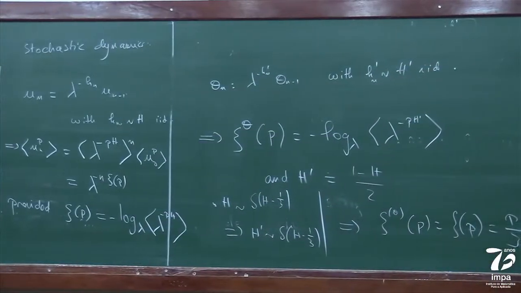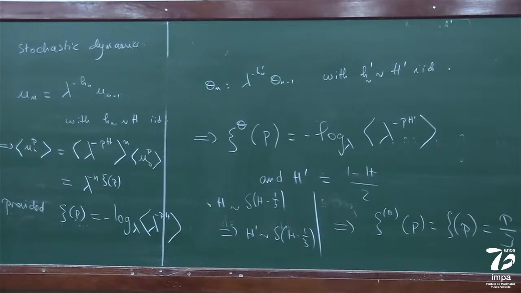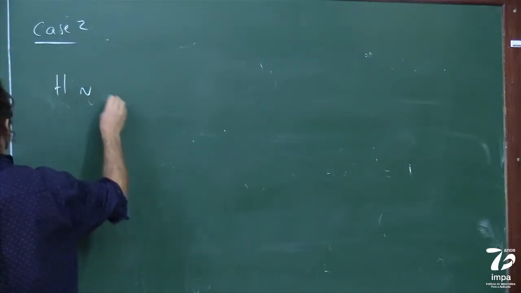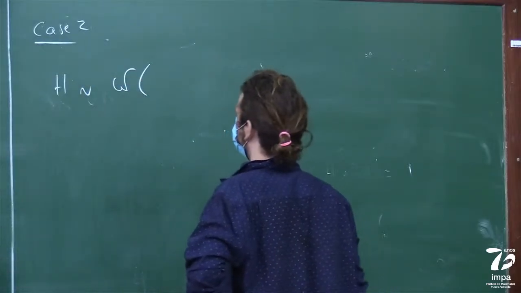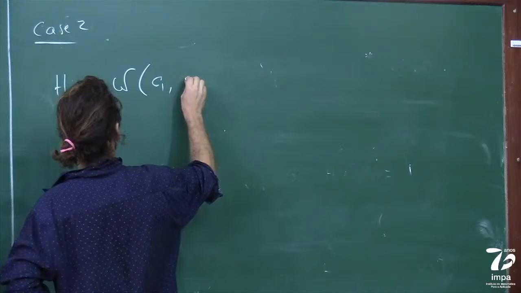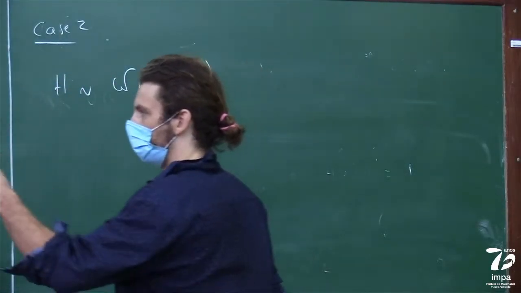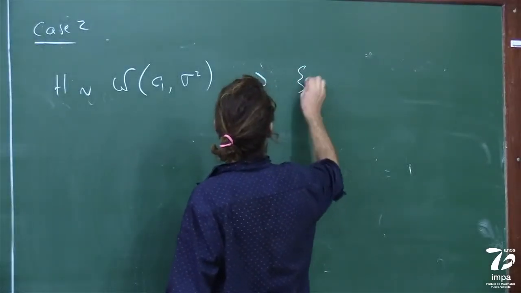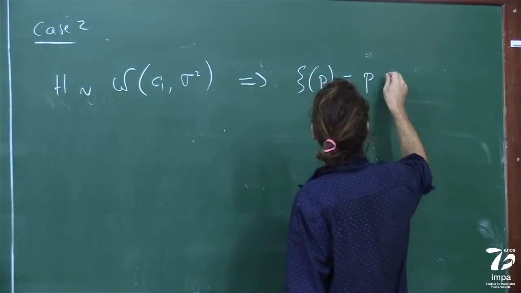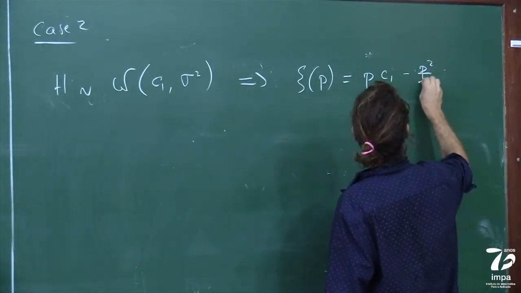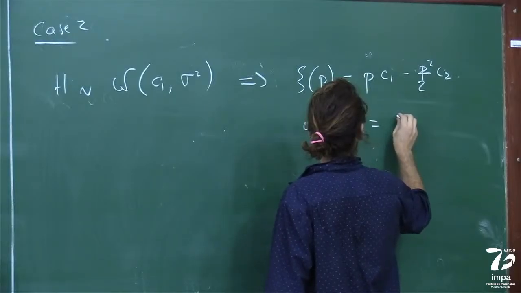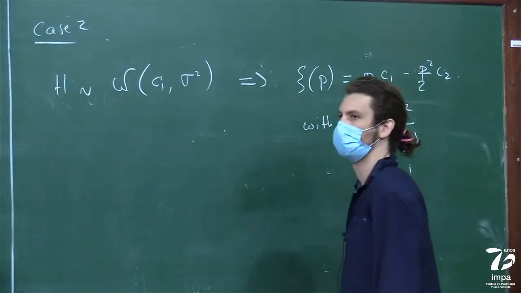On the other hand, if we take something a bit more sophisticated, we take h, which is say a normal distribution with mean c1 and variance sigma squared, then we can obtain a relation for the zeta_p, and we obtain that zeta_p is something linear, but there is a small correction, p squared over 2 c2, with c2, I think it was, sigma squared over log of lambda. Okay, so that's what we see.